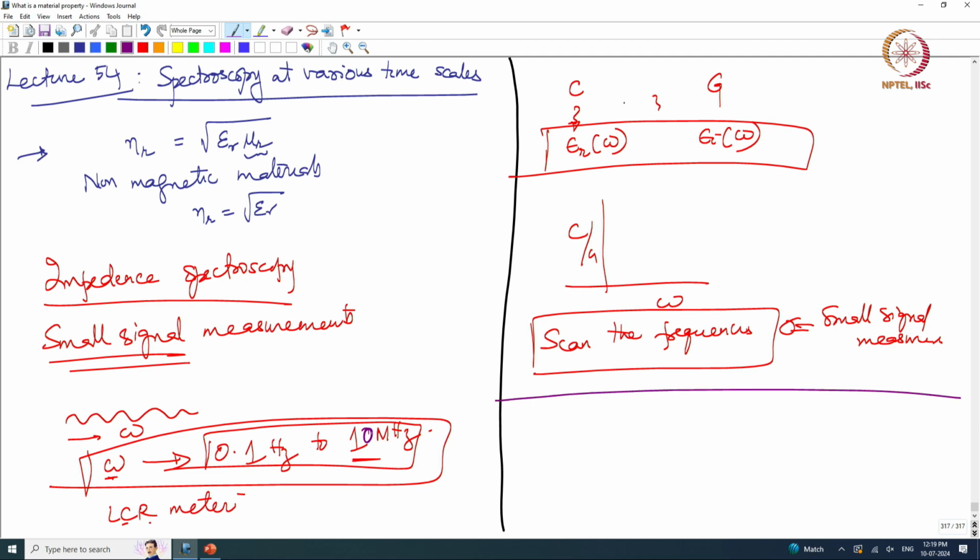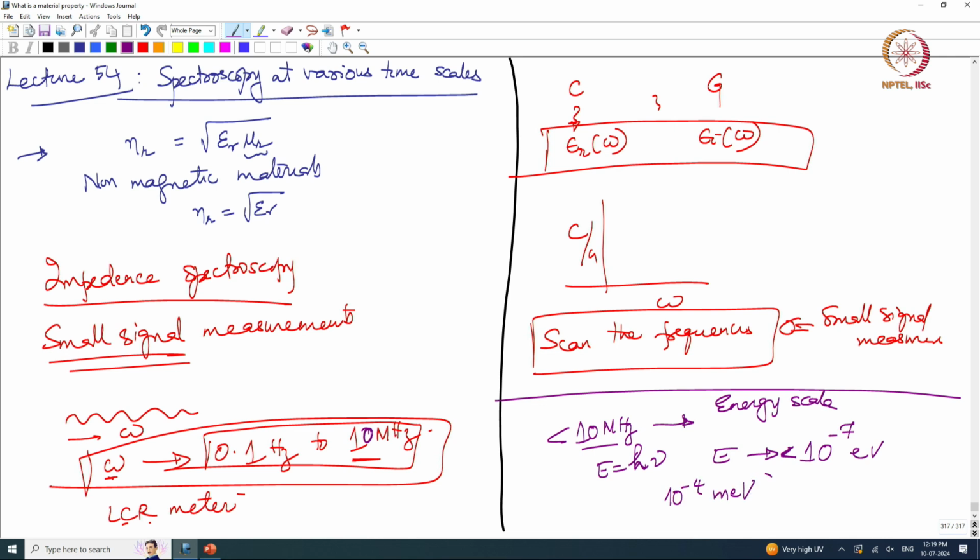So, to measure the capacitances and conductances. Now, let us look at what 10 megahertz is. So, 10 megahertz in energy scale: E equal to h nu, where nu is 10 megahertz. So, the E will turn out to be something like 10 power minus... you can do the calculation, but this is going to be about 10 power minus 7 eV or less than that. So, for less than 10 megahertz I have energy which is less than 10 power minus 7 eV, or in other words that is 10 power minus 4 milli electron volts.